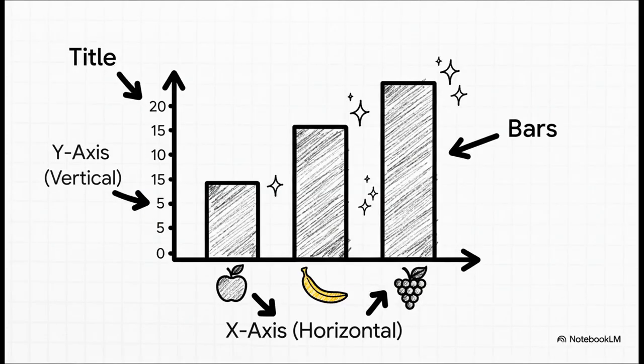So the parts here are a little different. You still have a title, of course, but now you've got these 2 lines called axes. The one on the bottom, the horizontal one, that's the x-axis. That's where your categories go. And the one going up the side, the vertical one, that's the y-axis. And it's basically your ruler for measuring the numbers. The bars just shoot up from the bottom to whatever their value is.